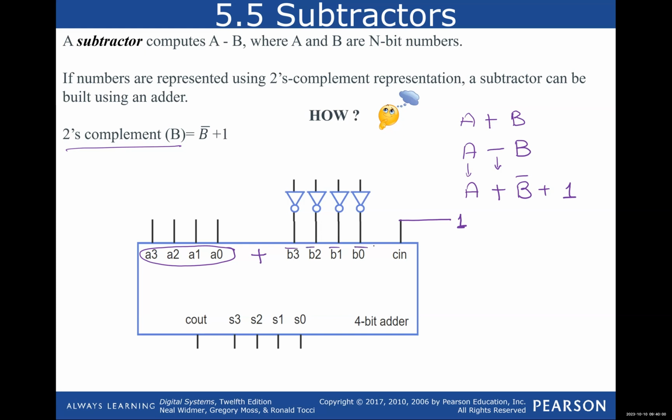So I complemented all of them. I added a 1. Now I have a two's complement. I added it to the A. Actually, that's a subtraction operation. Clear?